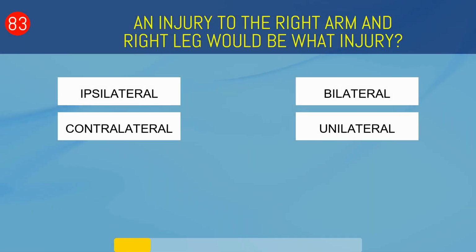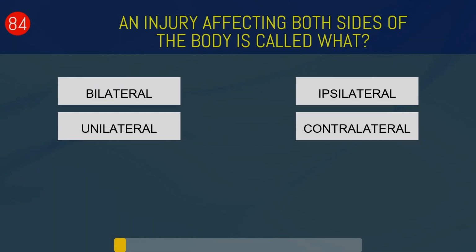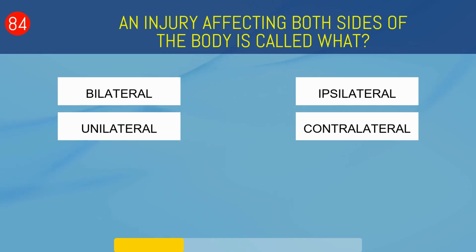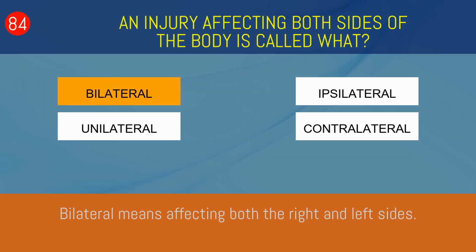An injury to the right arm and right leg would be what injury? Ipsilateral, contralateral, bilateral, or unilateral. Ipsilateral. It affects limbs on the same side of the body. An injury affecting both sides of the body is called what? Bilateral, unilateral, ipsilateral, or contralateral. Bilateral. Bilateral means affecting both the right and left sides.